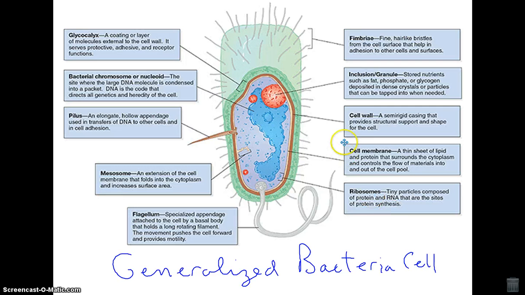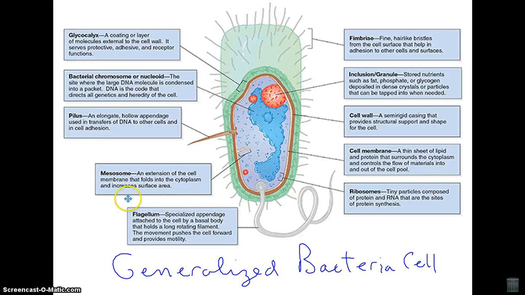Now, some bacteria will have a cell wall, a semi-rigid casing that provides structural support and shape. And you may hear the terms gram-negative and gram-positive in terms of bacteria, and that has to do with the structure of the cell wall. One of the main components of cell walls in bacteria is a compound called peptidoglycan, which is different than the cellulose found in the cell walls of plants and the chitin found in the cell walls of fungi. The peptidoglycan absorbs the stain, so many bacteria that are gram-positive will have peptidoglycan as a component of their cell wall.